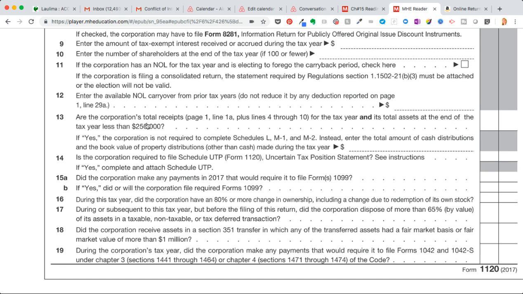So it's the total assets, total income. Like a service-based business may not have any assets, right? But a business with a building and stuff like that, it's going to be easy for them to exceed this requirement, and then they need to fill out Schedule L, M1 and M2. But if it's a service-based business, then it may be easy for them to be below this amount if their income isn't above this amount.